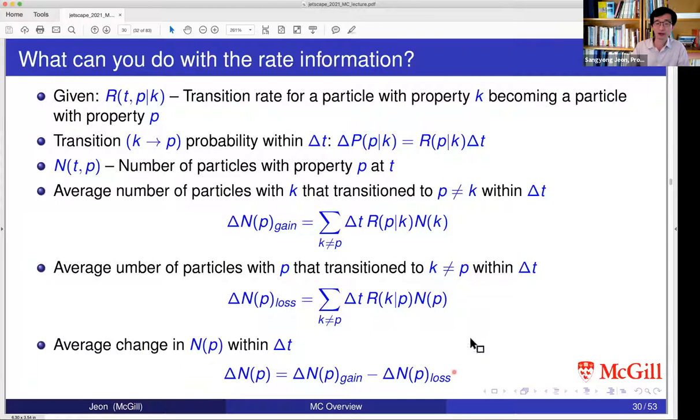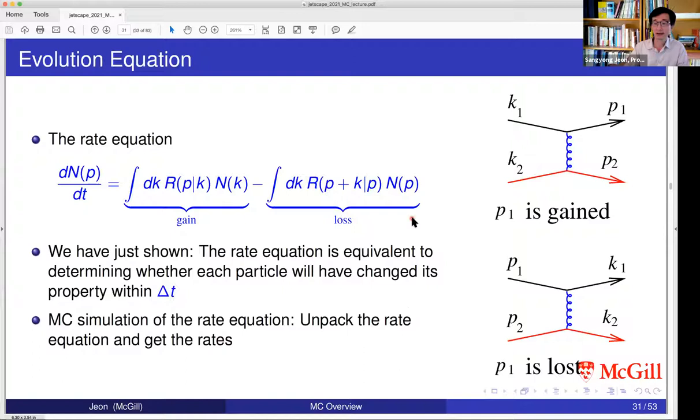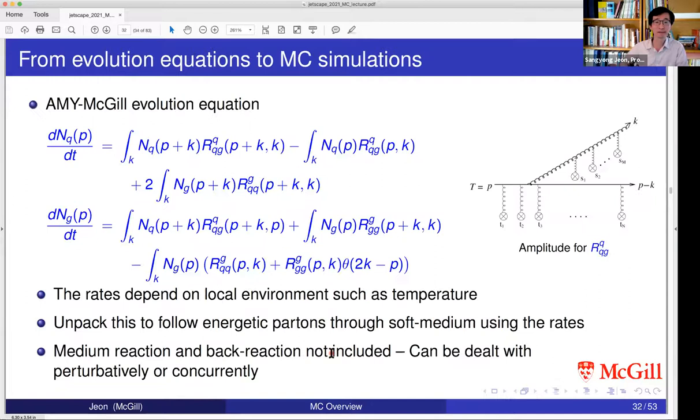But once you know this, you can now write down the rate equation. All you have to do is divide by delta t, make it infinitesimally small, and you get the rate equation. Okay, again, here's a graphical representation of what's happening, right? So what we've just shown is that if you have the rate equation, you can unpack it to get the rates, and that's equivalent to this sort of process that's happening inside the system. That's the whole concept. You get the rate. You write down the rate equation. Get the rate from the rate equation. Use that to simulate your evolution of system. For instance, here is the usual Ammey-McDill evolution equation.